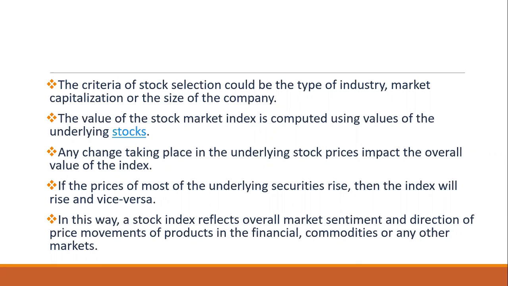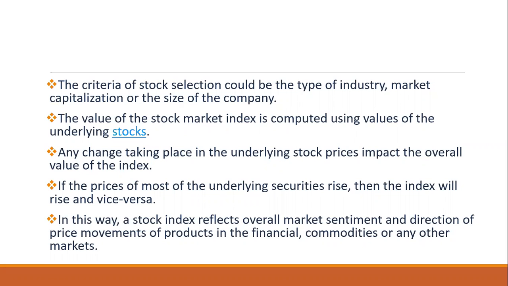The criteria for stock selection could be the type of industry. It might be the automobile industry, pharmaceutical industry, banking industry, insurance industry, mining industry. It might be market capitalization. They check the size of the company, how big it is, and how it is performing.